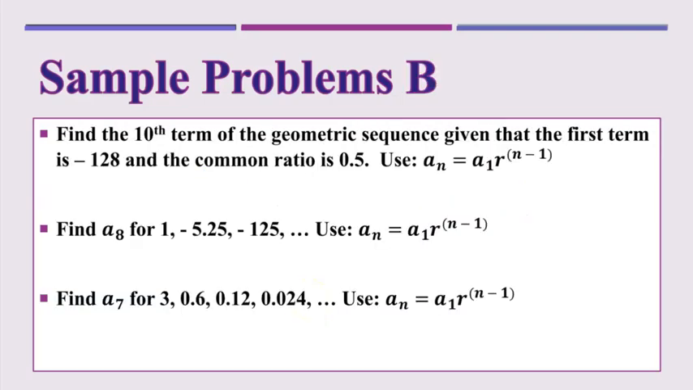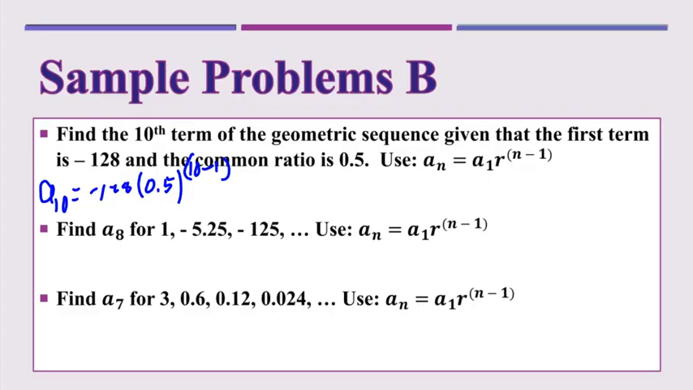Sample problems B. Here we want to find a specific term of the geometric sequence. So we're going to use the formula given. We're going to find the 10th term, so 10 is going for the n. So a subscript 10 equals the first term, which is -128, and we're going to multiply that by the common ratio, which is 0.5, raised to the 10 minus 1, which is the 9th power.